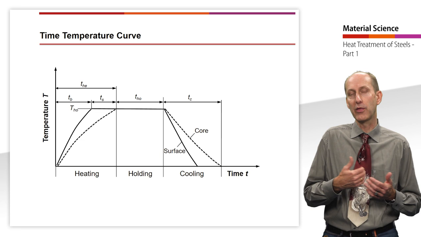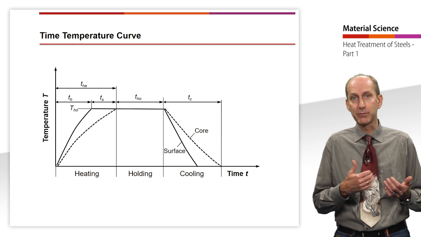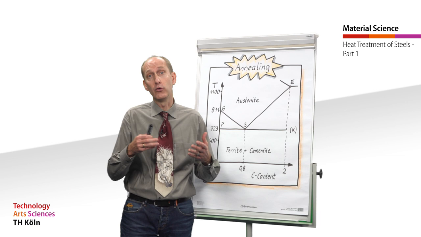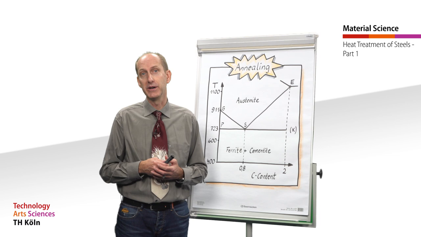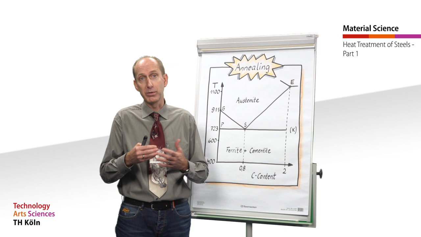The exact temperature levels for T_HO and the holding times tHO depend on the desired process on the one hand, but of course also on the carbon content of the steel to be heat treated. For this purpose, we must once again recall the temperature range of the austenite transformation relevant for heat treatment in the metastable iron-carbon phase diagram, which we already discussed in detail in an earlier video. And remember which structural transformations take place when the various phase boundaries are undercut or exceeded.